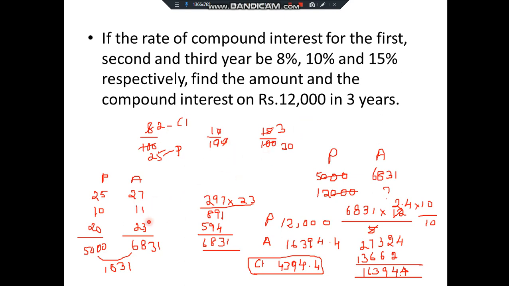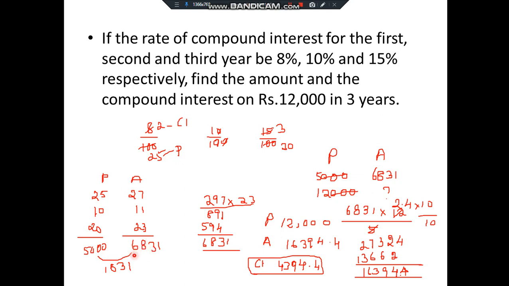Okay, so write it down for the 3 different years. For 25, 27, 10, 11, 20 and 23, your principal and amount would be like this respectively. Now multiply all the principals together, and all the amounts together. So we have got the principal for 3 years and the amount for 3 years. But we require compound interest, right?